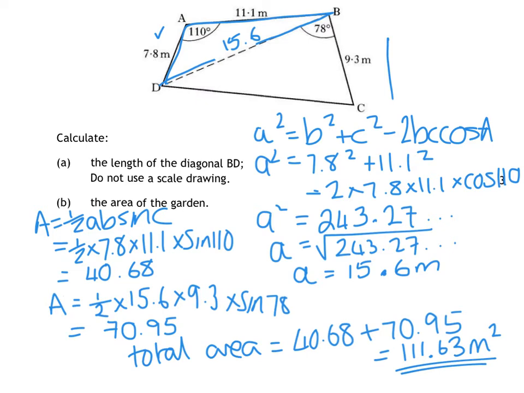Okay, so if you're sitting stuck and you don't know how to do part A, you'd at least be able to get the area of the ABD triangle. You could always make up B to D and then still get full marks for part B, as long as you draw it on your diagram.